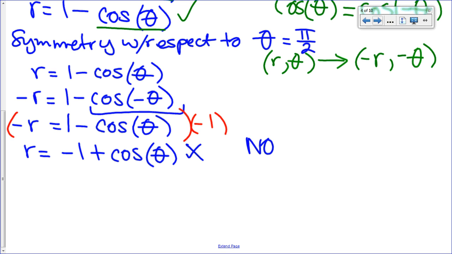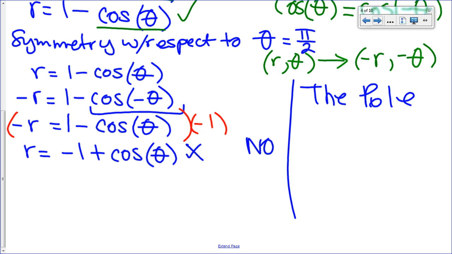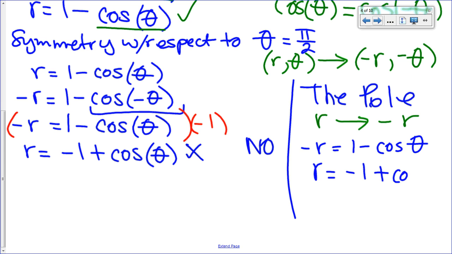Okay, let's check for the third symmetry. And that one is symmetry with respect to the pole or the origin. For that one, all we need to do is substitute r with negative r. And it's pretty obvious that if we're just changing r with negative r, it's not going to work, right? So if I change every term to its opposite sign, it will be negative 1 plus cosine theta. And so there's no symmetry with respect to the pole or the origin.